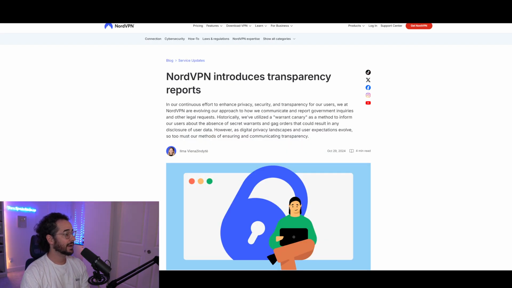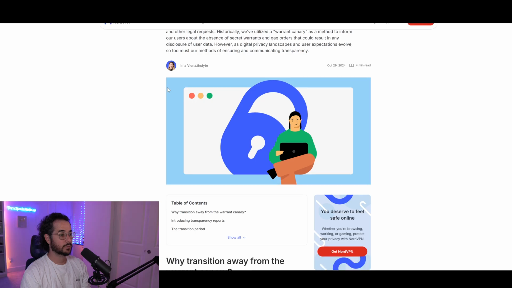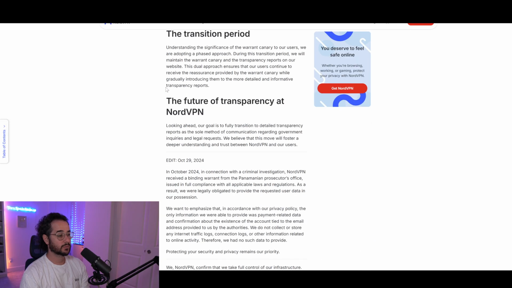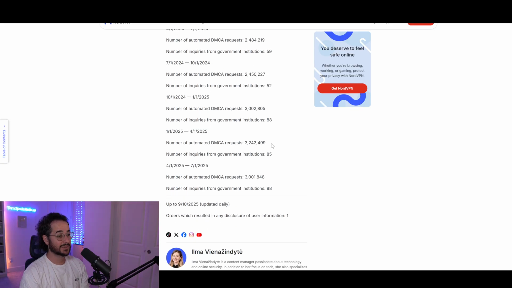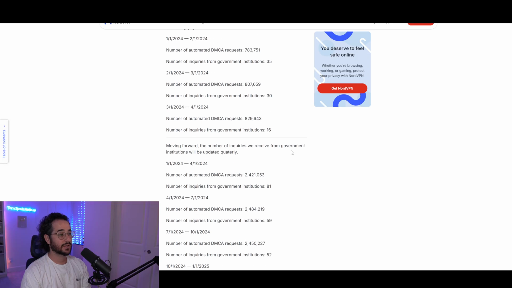Next up, we could talk about their transparency reports. NordVPN does do transparency reports. They reveal how many DMCAs they get and stuff like that. So as you could see here, they get tons, almost like millions of automated DMCA requests. And the fact that no one's ever heard about NordVPN giving away user information or logs just goes to show you how good they are with their transparency and not giving away logs.